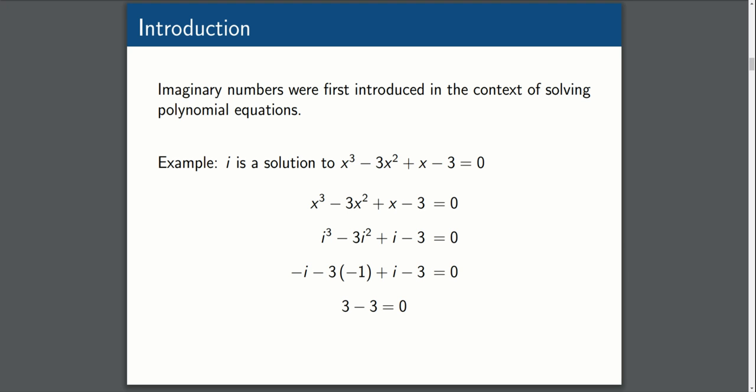So when the number i was first introduced, it was around 1500, and it was introduced in the context of a problem like this. So we can see algebraically that the number is a solution to this problem, but it's not really clear if this is physically meaningful. Like if my function was measuring meters, well, does it make sense to talk about a quantity of i meters?